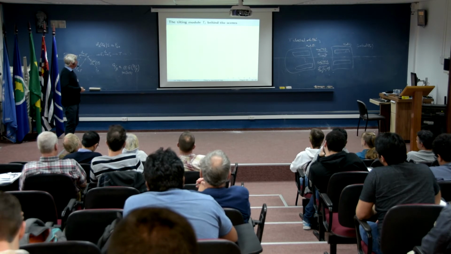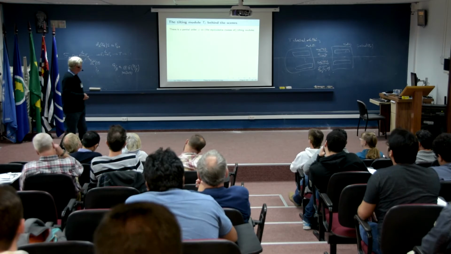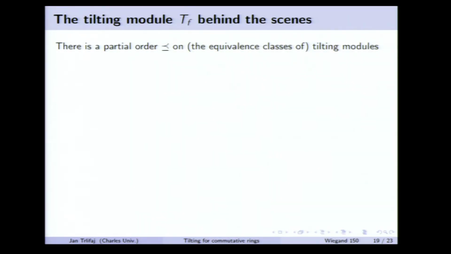Okay, so let's look back at this tilting module that we used here. Because you may know that this finitistic dimension conjecture is still open for Artin algebras. The part that says that the little finitistic dimension of an Artin algebra is finite, this is not known. There are many cases where it's proved, but it's still one of the major open problems in finite dimensional algebras. So let's look at it a bit.